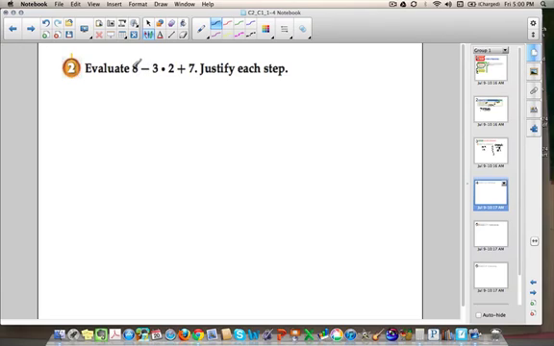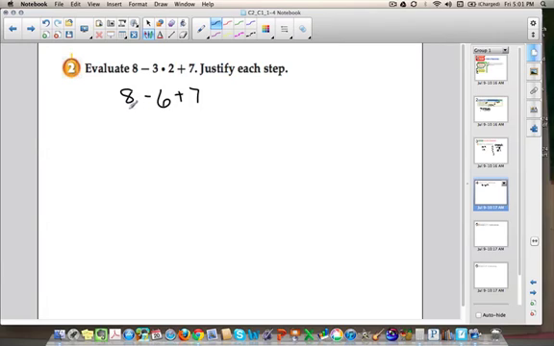Well, this first thing I have is 8 minus 3. That's not multiplication or division. Next I have 3 times 2. That's multiplication. 3 times 2 is 6. And now I'm going to bring down everything else that I haven't used yet. So that means the 8 minus and the plus 7.